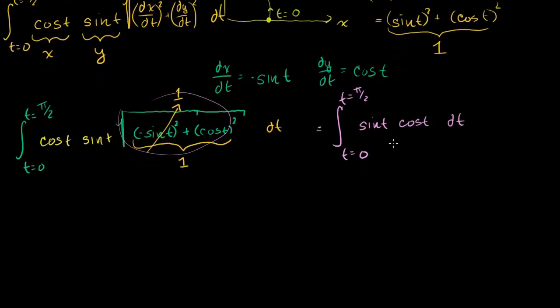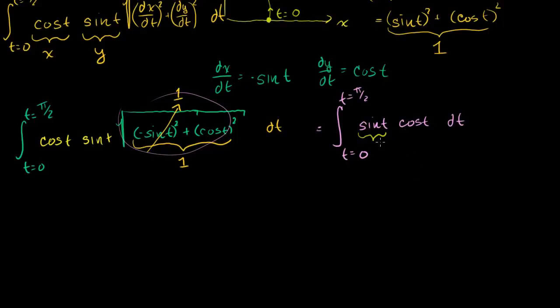Now, this integral, you say, hey, sine times cosine, what's the antiderivative of that? And the first thing you should recognize is, hey, I have an expression here, and I have its derivative. The derivative of sine is cosine of t. So you might be able to do u substitution in your head. It's a good skill to be able to do in your head, but I'll do it very explicitly here.